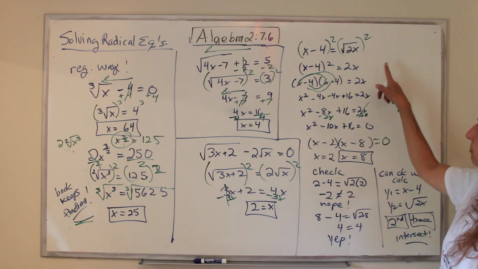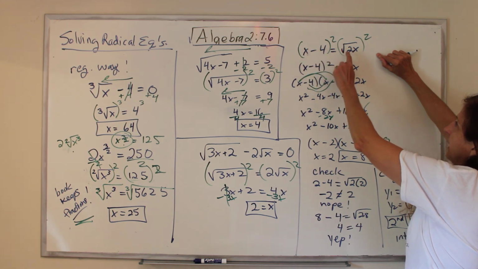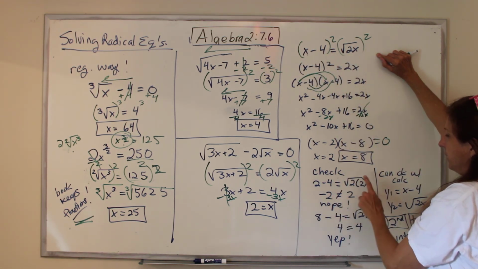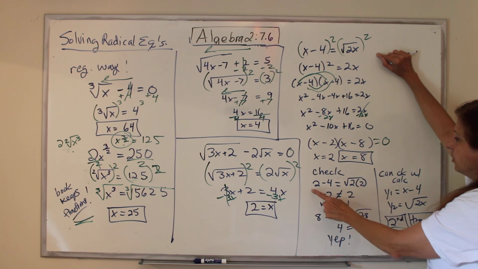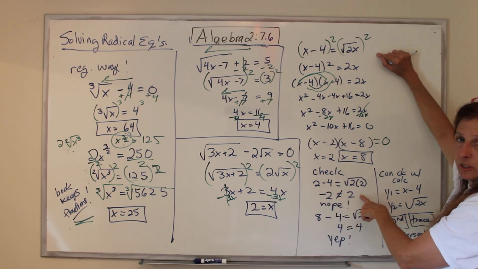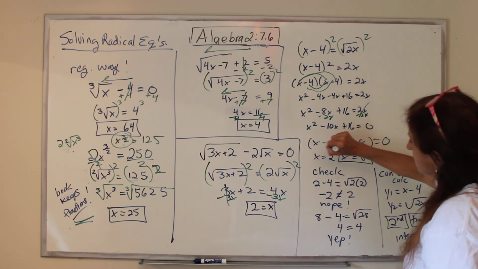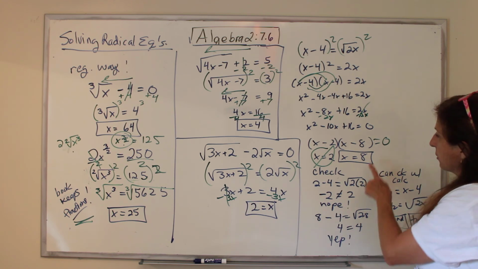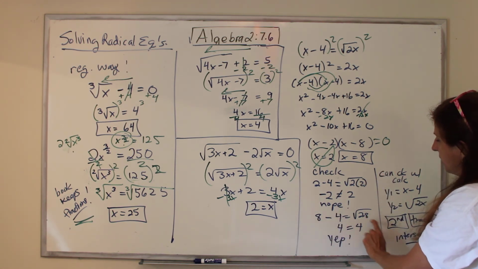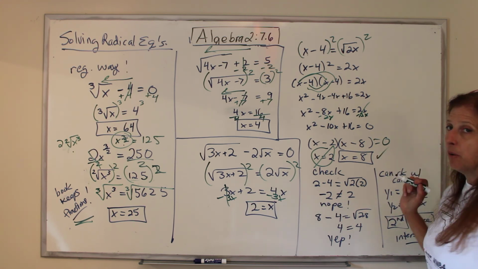One way to check it is to put it back into your original equation. 2 minus 4 equals the square root of 2 times 2. No, it doesn't. 2 minus 4 is negative 2, and negative 2 is not the same as positive 2. Nope. 2 is an extraneous solution. Now we're going to check the 8. 8 minus 4 equals the square root of 2 times 8. 4 equals 4. Yep. That one is the answer.